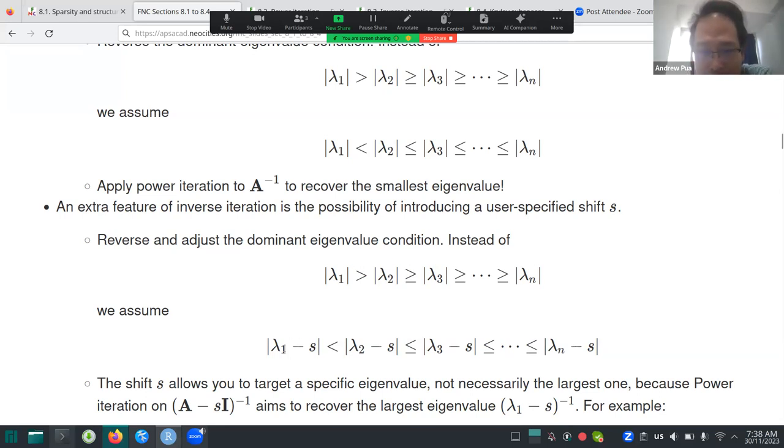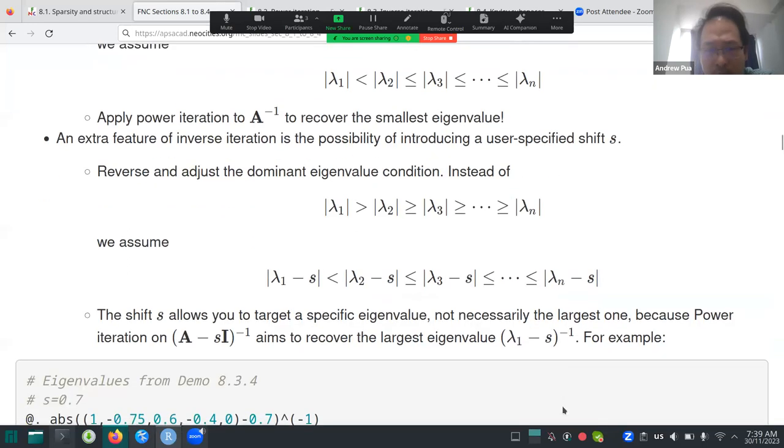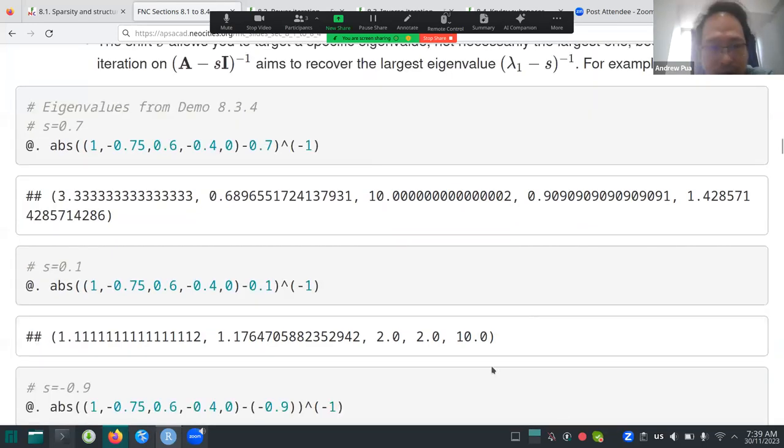You might feel that why is it that we just don't do the shift in the power iteration? I'll talk about that later on. But essentially, this is the condition that you need, and then you take 1 over, and you'll have this dominant eigenvalue condition back again. Then you apply power iteration to A minus S I inverse, and you'll be able to recover 1 over lambda 1 minus S. You might feel that this is strange, but you could see it from this example here.